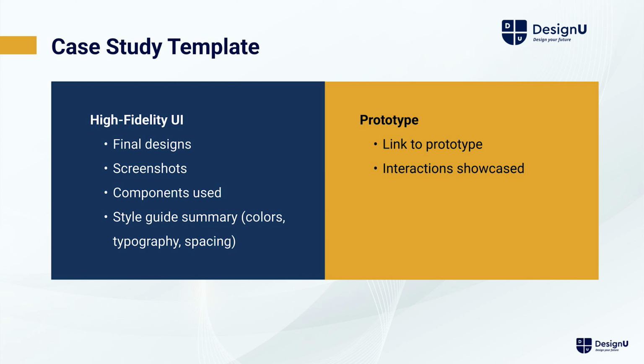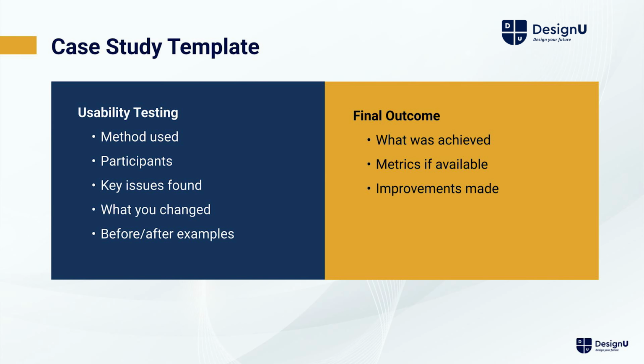Then you need to put in your prototype, a link to your prototype, for them to test it out and see all the interactions that you actually inputted. Then you need to put in your usability testing metrics. So the methods you used, how many participants you had, the key issues that you discovered, what you changed from the insights generated from the usability study, and before and after examples of what it was before the study and after the study.